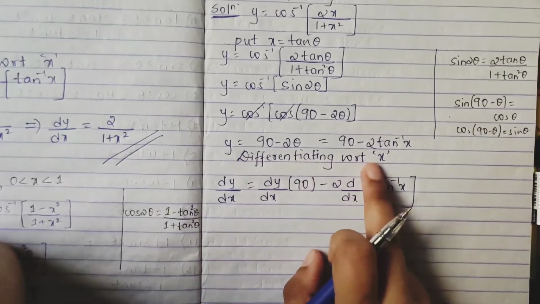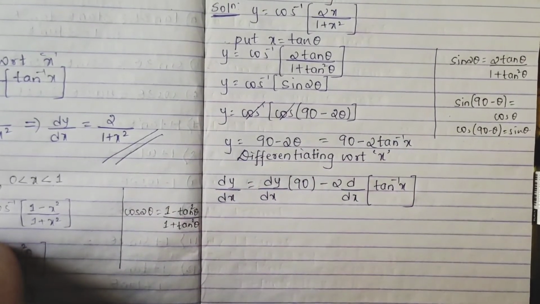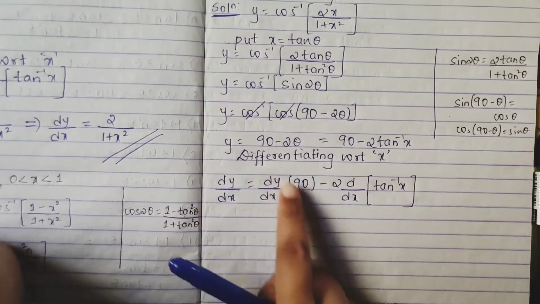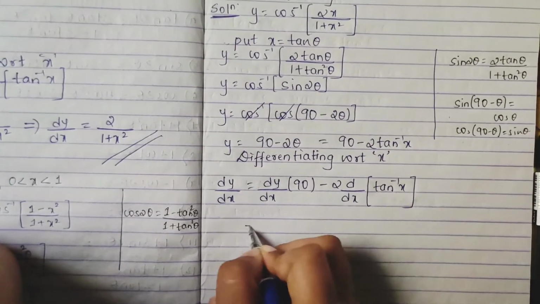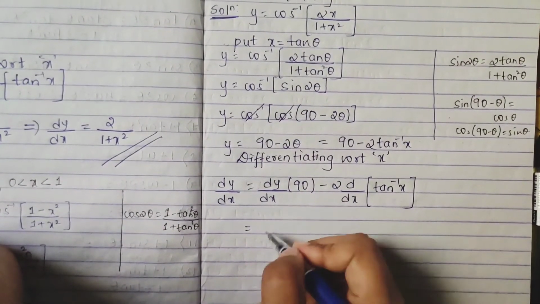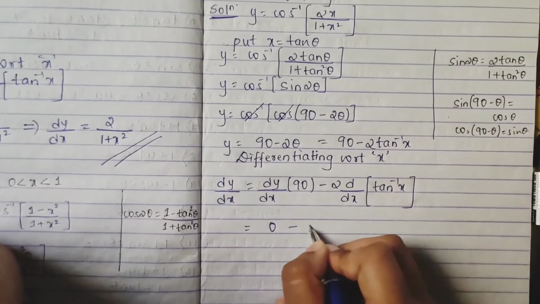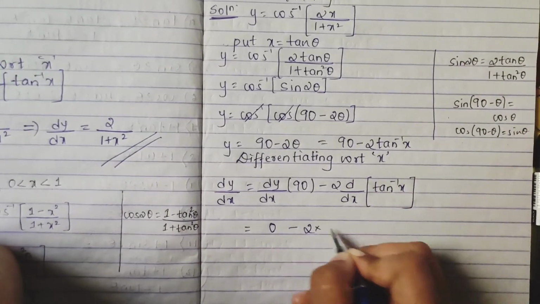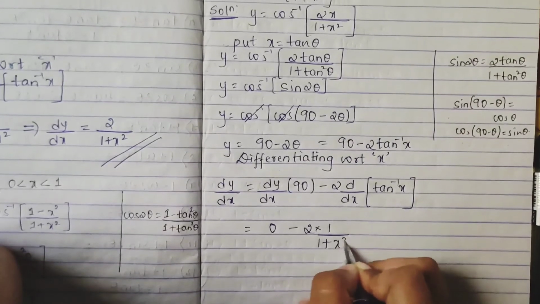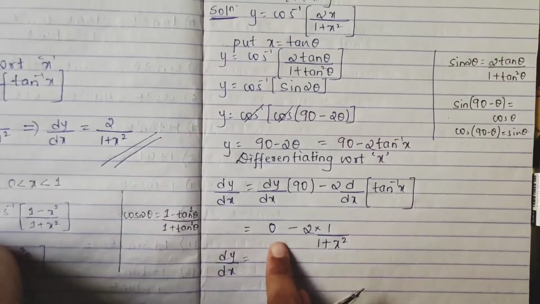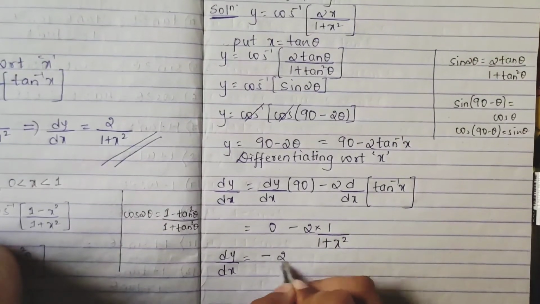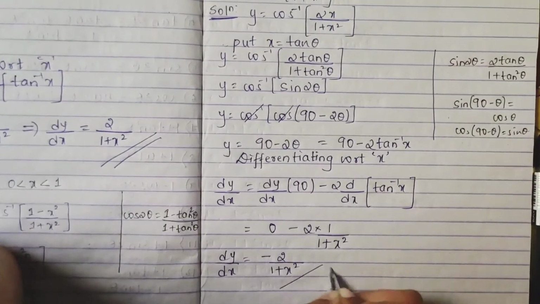Now we differentiate with respect to x. So how will it be? dy by dx is d by dx of 90 minus 2 tan inverse x. The differentiation of 90 is what? 0, obviously, because it is a constant. Minus 2, differentiation of tan inverse x is what? 1 by 1 plus x square. So your final answer dy by dx, you will get what? This is 0. Here you are left with minus 2 by 1 plus x square. So this is your final answer.